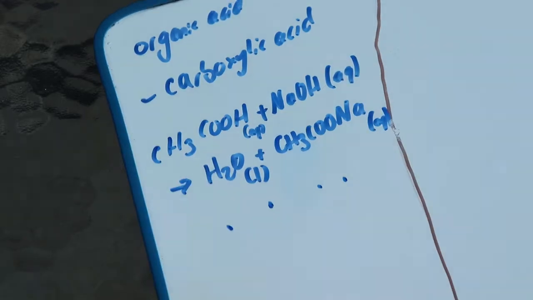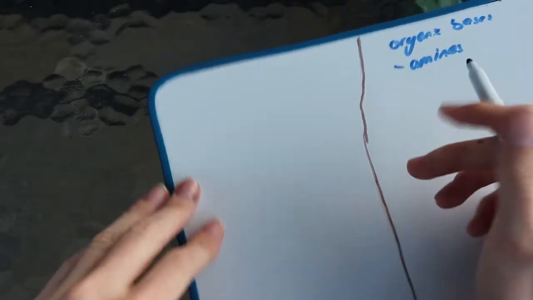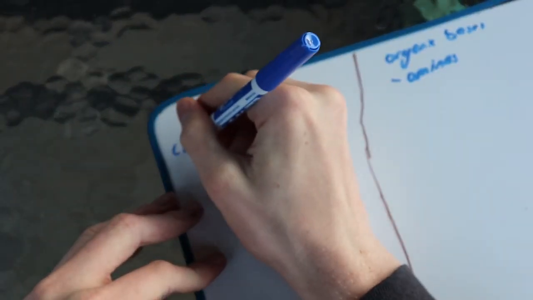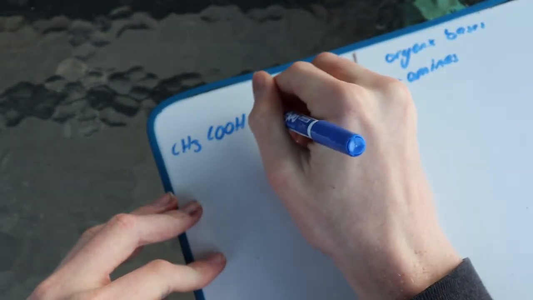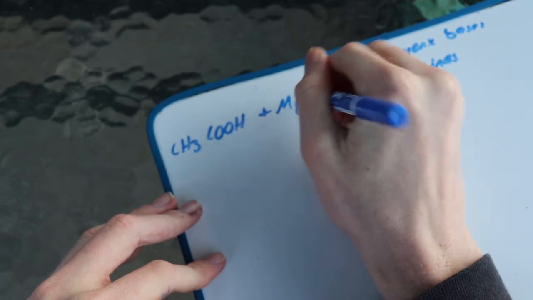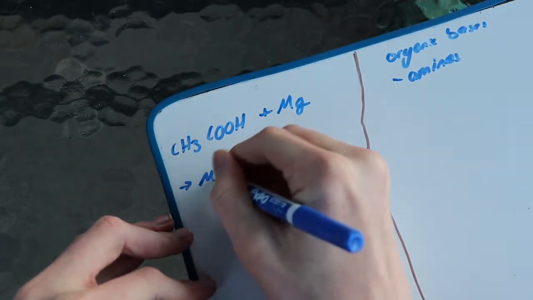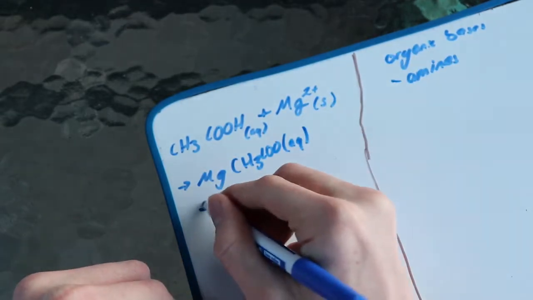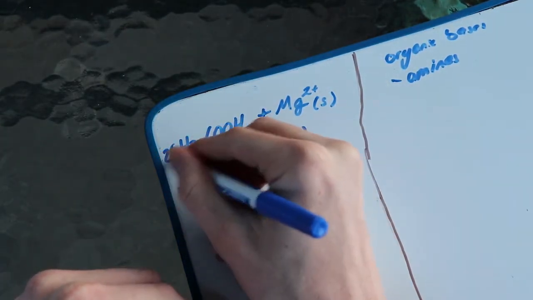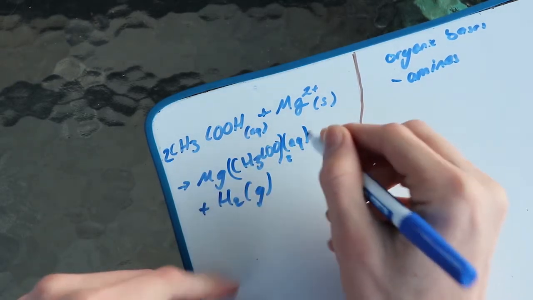What else? Still on the side of organic acids, if we react CH3COOH with just a metal, such as magnesium, we're going to produce magnesium acetate, which would be soluble, plus H2 gas. I forgot to mention that this would be in 2.